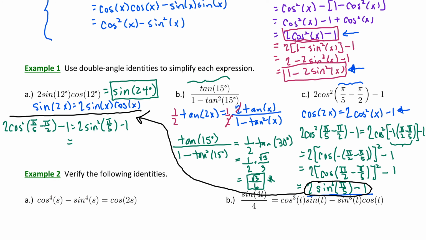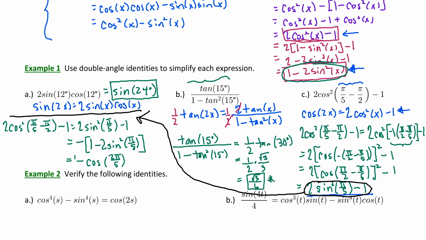Now I'm going to factor a negative 1 out of those two terms, and I'm going to reverse them at the same time. So that can be written as negative quantity 1 minus 2 sine squared of pi over 5. Finally, it matches our double angle identity for cosine. So this could be written as negative cosine of 2 times that angle, or 2 pi over 5.